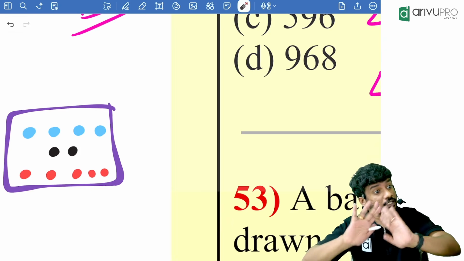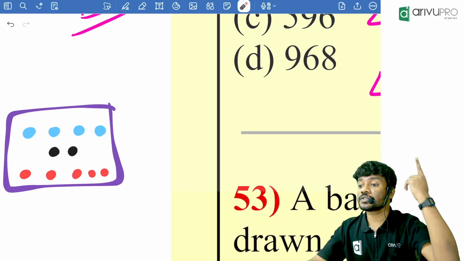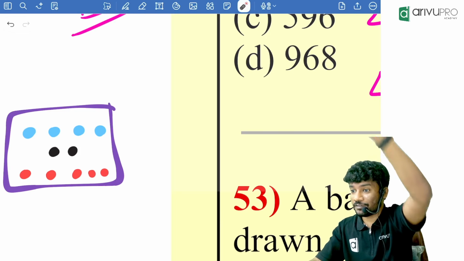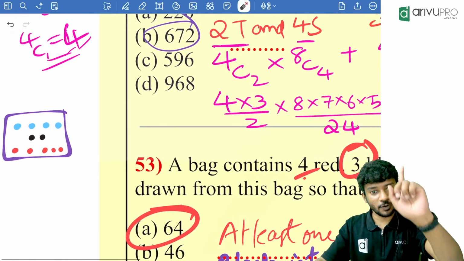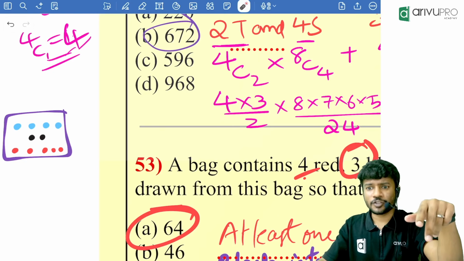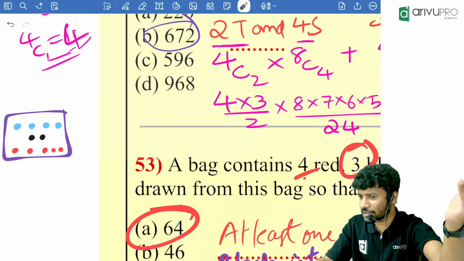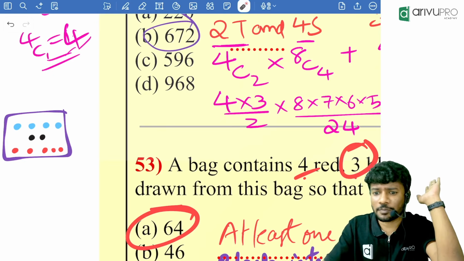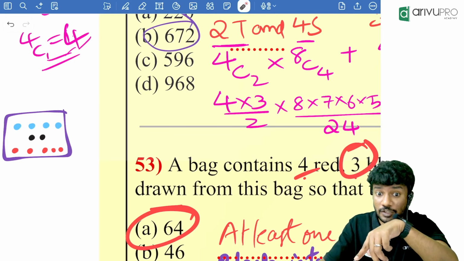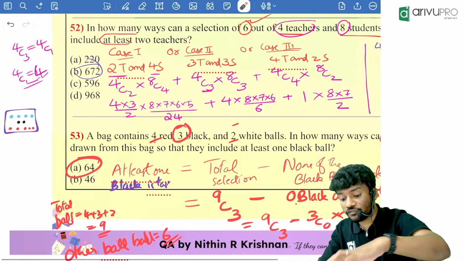If you are not getting it at all, you will use the method we used in the beginning. We will take at least one means one black ball, then one another ball. Then 2 black balls, then one another ball. Then 3 black balls, another ball. Likewise we will do it, but it will take a lot of time compared to this. This will give you the answer faster.